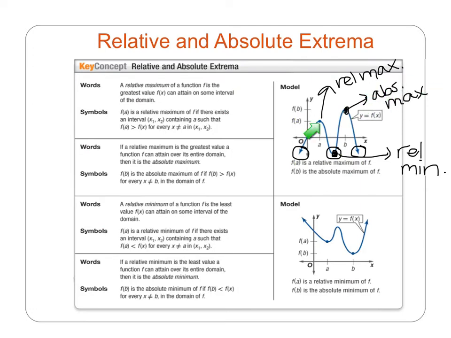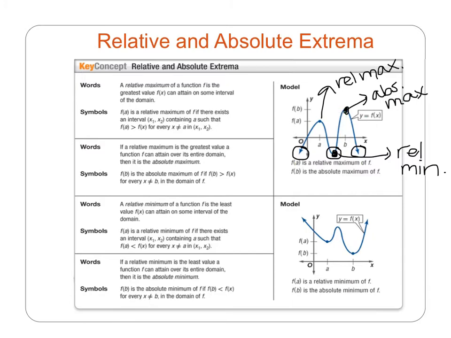So therefore this point right here is considered an absolute maximum, whereas this point right here was a relative maximum because this was not the highest point on the graph. It's slightly lower than this point right here. Whereas this point right here is an absolute maximum.